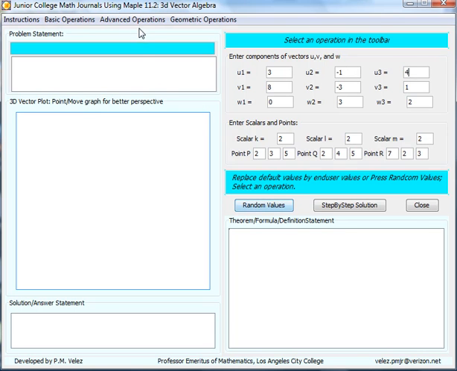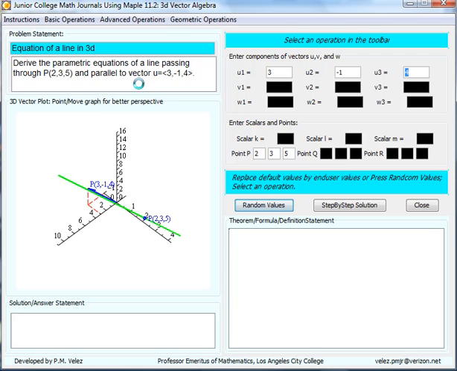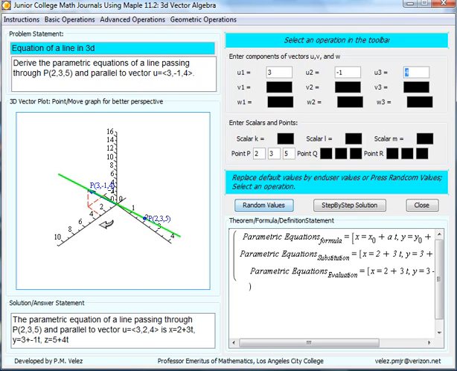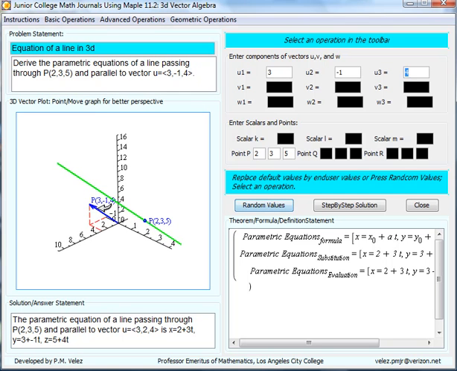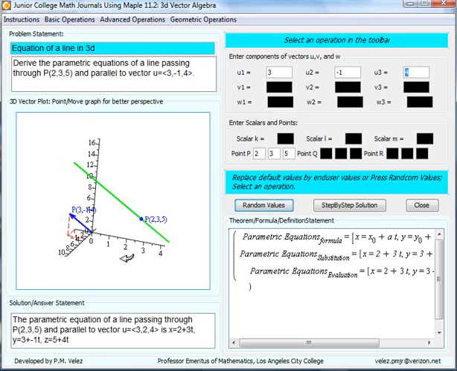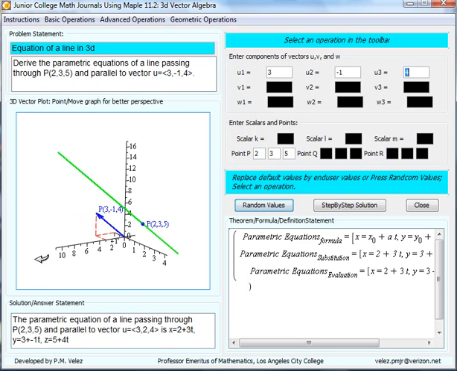And in this applet, we're going to do advanced operations, straight line. Okay, so here's what the situation looks like. Notice it draws the line for us in green. It's going through our point 2, 3, 5, and notice how it's parallel to our direction vector over here. You can see this better if you move this around a little bit. So the line and the vector are going in the same direction.